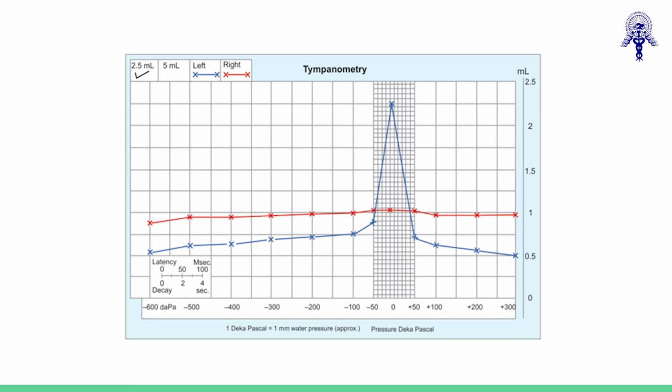Similarly, AD curve for left ear and flat type B for right.